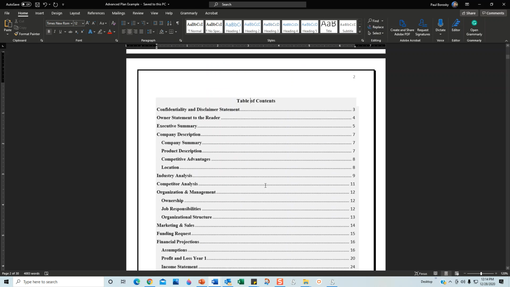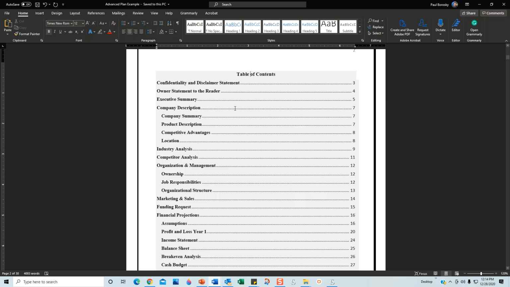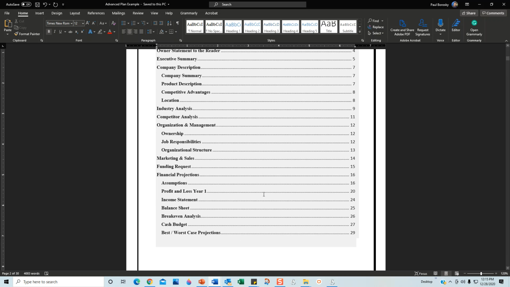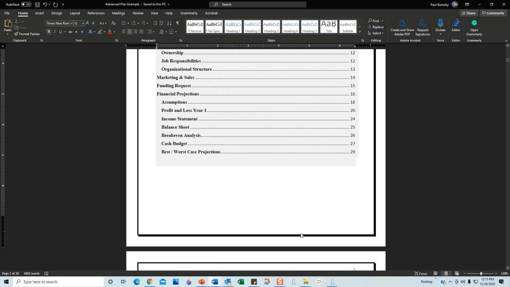Next page is going to be the table of contents. In the table of contents, I'm going to give the reader an opportunity to go to the sections that most pique their interest. We're going to have the confidentiality statement, the executive summary, industry analysis, and so on. So it's a real nice structure, real nice layout for the advanced plan. For this plan, typically it runs about 25 to 30 pages. For this example right here, we're pushing about 29 to 30.